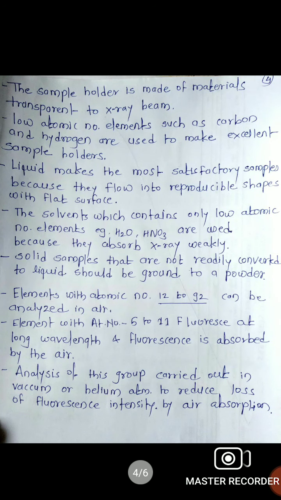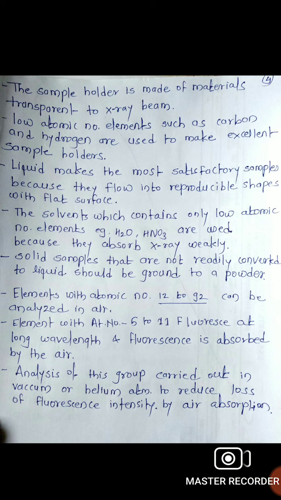Then the next component is the sample holder. The sample holder is made of material transparent to the X-ray beam. The sample holder should be transparent to the X-ray beam. Generally low atomic number elements such as carbon and hydrogen are used to make excellent sample holders. Low atomic number, because they absorb towards the shorter wavelength. Therefore low atomic number element components are used to make excellent sample holders.